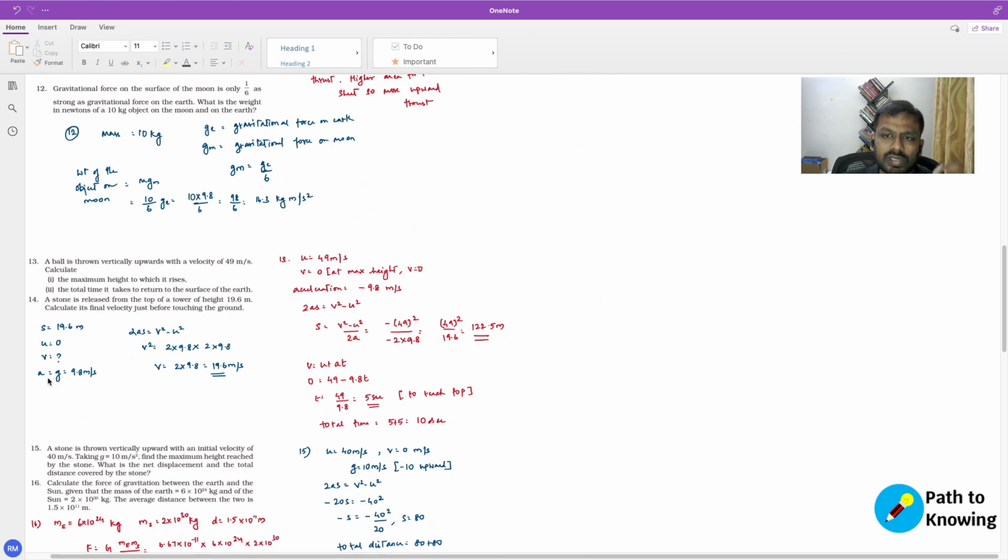We know that since the stone is in free fall, its acceleration is going to be 9.8 meters per second squared. With this, you can apply the third equation of motion, which is 2as equal to v squared minus u squared, and with this you can find v, which comes down to 19.6 meters per second. So we'll stop here, and we'll complete the rest of the questions in another video.